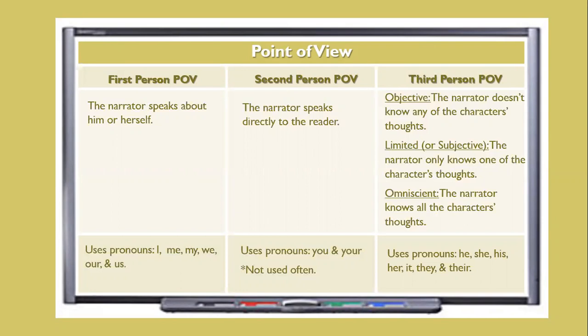In part 2 of the lesson, we'll be looking at how a narrator uses each point of view in written text. I hope this information will help you in completing your classwork, and I will see you in part 2.